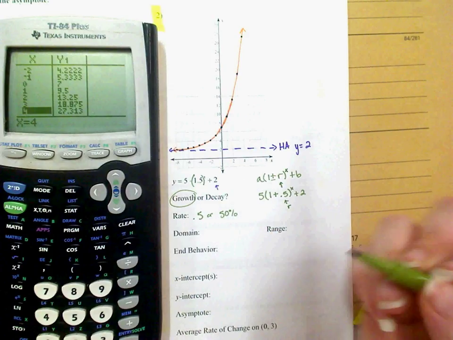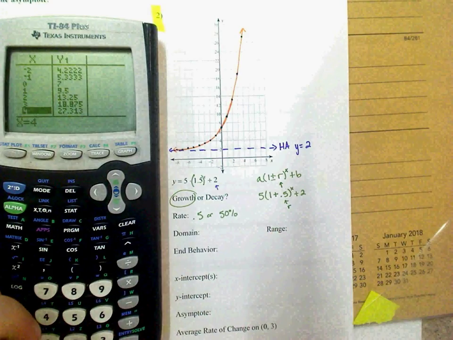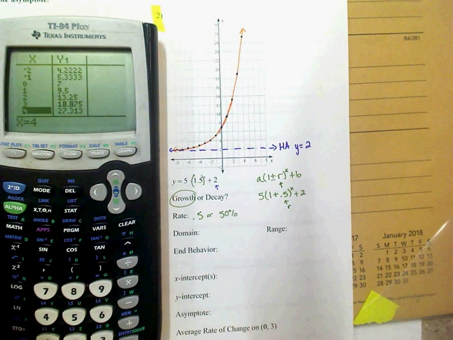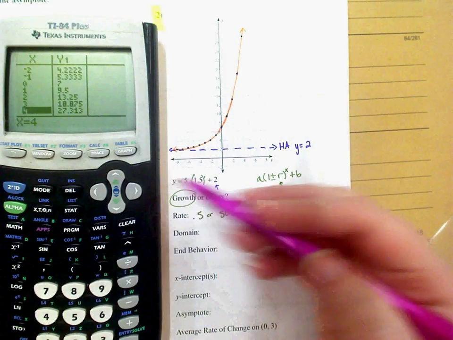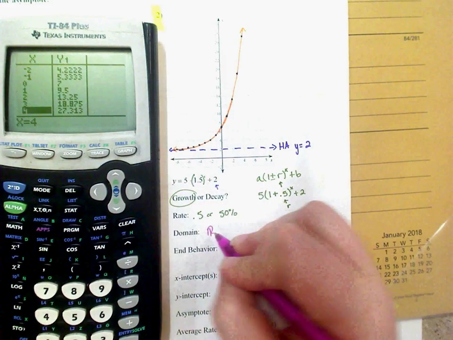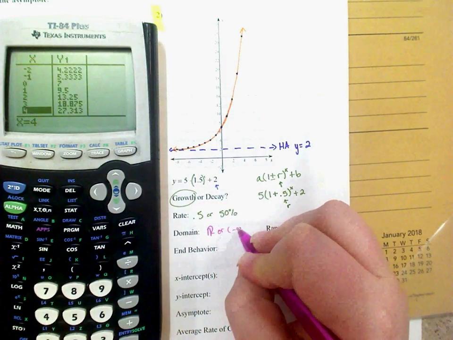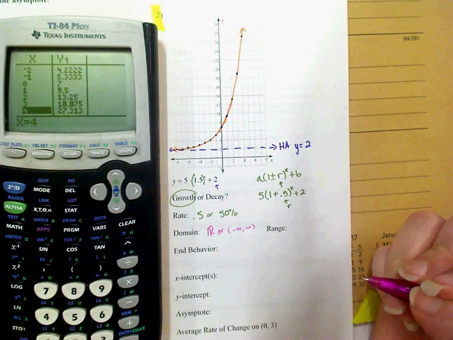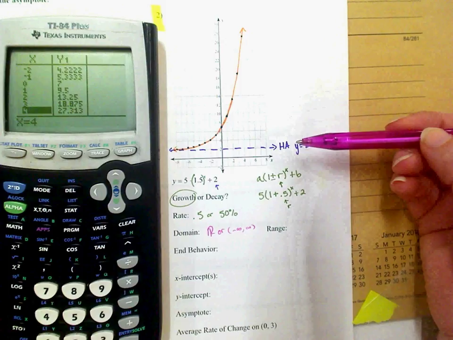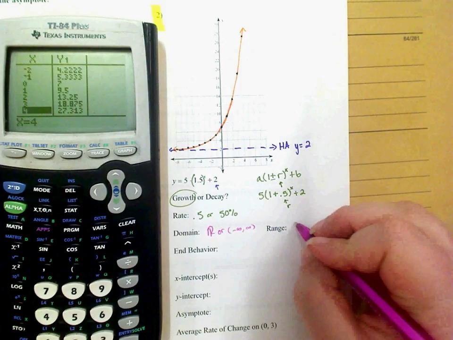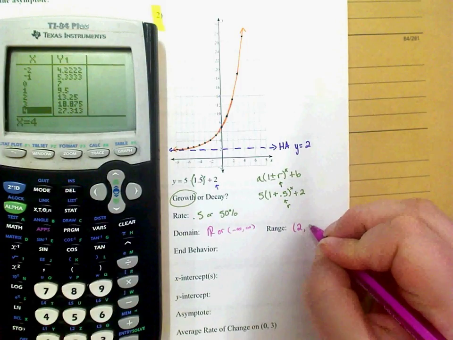Okay? Now, as far as domain goes, domain is left to right, and the function is defined all the way from negative infinity to positive infinity. It goes left, it goes right. So we can say all real numbers or negative infinity to positive infinity. And then the range is low to high. The lowest it goes is 2, but we never reach it, so parentheses, and then it goes up to infinity.